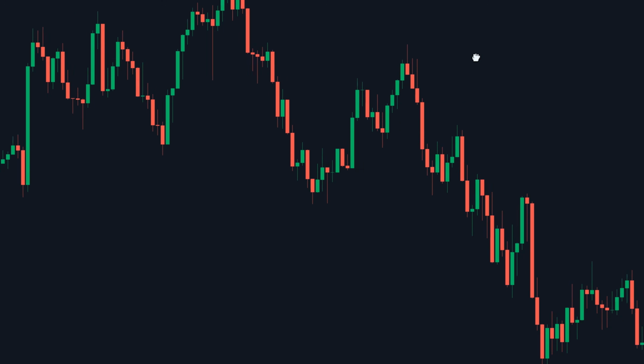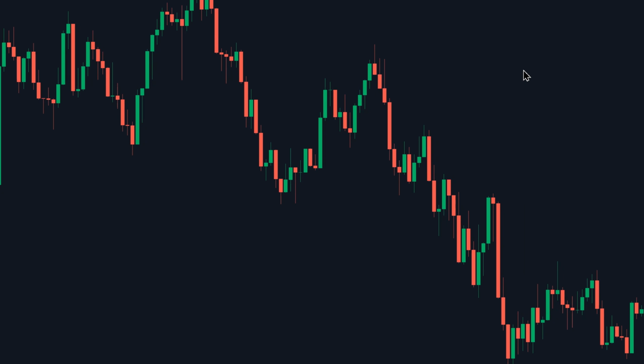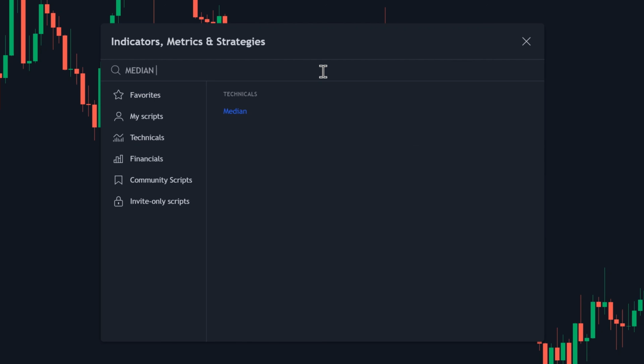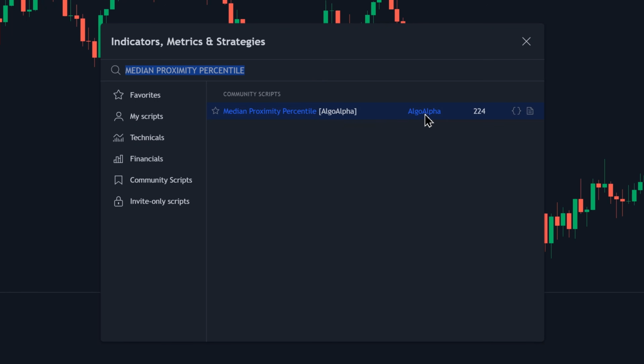And then you want to access the indicator search tab so we can search for this indicator. To do that, you need to click on the indicators button. After that, type in median proximity percentile. And you're going to select this one created by Algo Alpha.